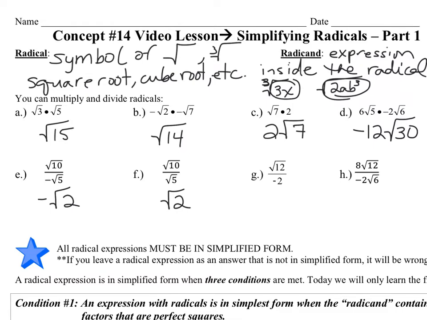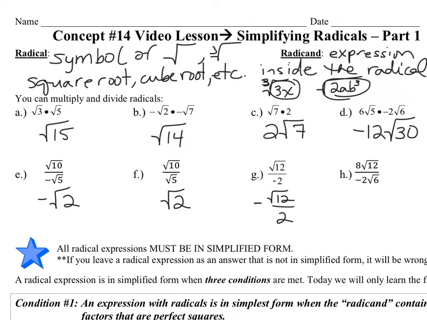Now letter G, the square root of 12 over the negative square root of 2, we can't reduce that because negative 2 is an integer and the square root of 12 is a radical, and you can't combine radicals and integers, right? So we would just leave it like this. The only thing I would say is that typically we don't leave our negative numbers in the denominator, so you could pop it out to the front and just call this the negative square root of 12 over 2, and leave it like that.